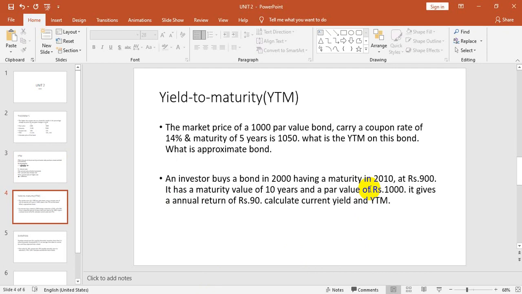This is the market price of a 1,000 par value bond carrying a coupon rate of 14% and a maturity of 5 years, which is priced at 1,050. What is the YTM on this bond, and what is the approximate yield he is asking? So let's start doing this problem.